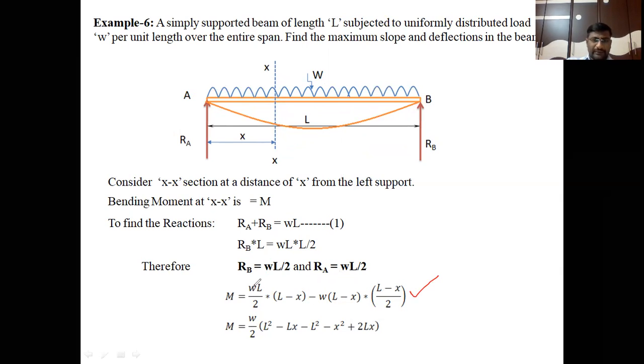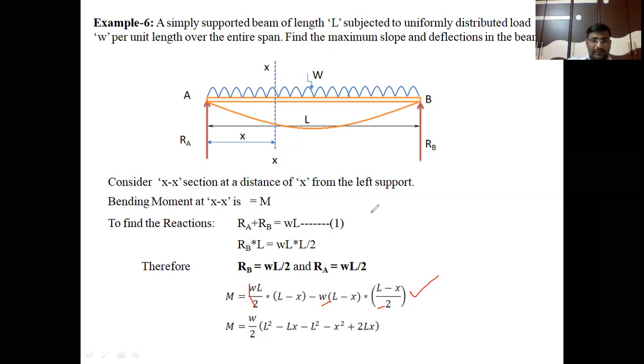From this we can take W by 2 as common. Here W by 2 is there, and here also W by 2 is there. If we take the W by 2 common, we get L into L minus X, that is LX, minus L minus X whole square. For L minus X whole square, use the A minus B whole square formula, A square plus B square minus 2AB. The minus is there in front of that. So minus L square minus X square plus 2LX. A is the L, B is the X, 2LX.